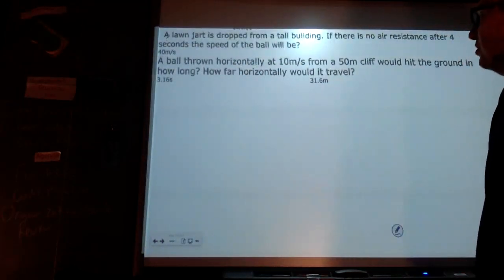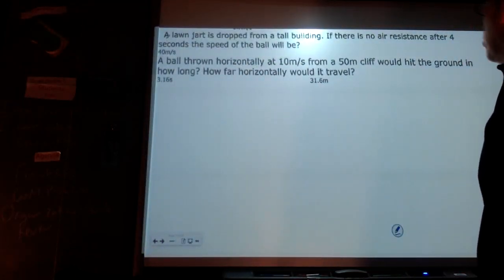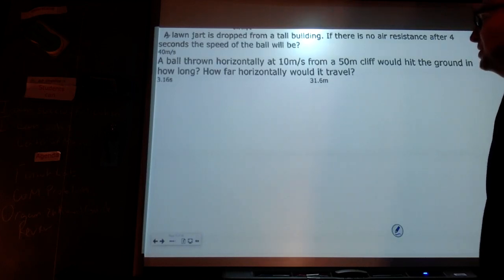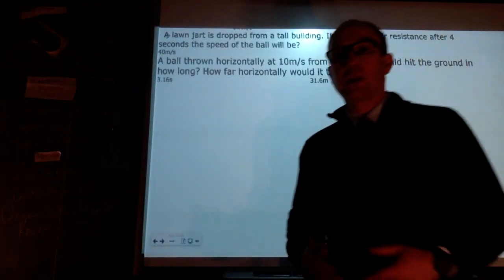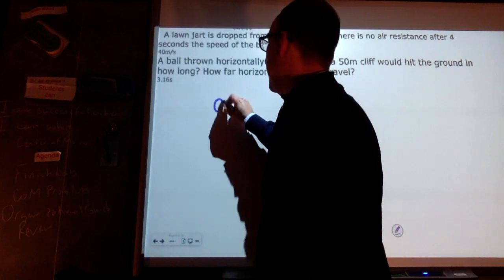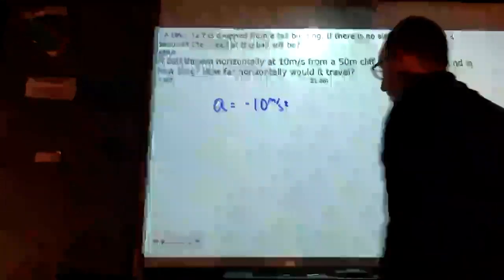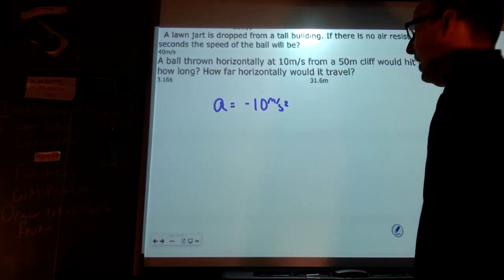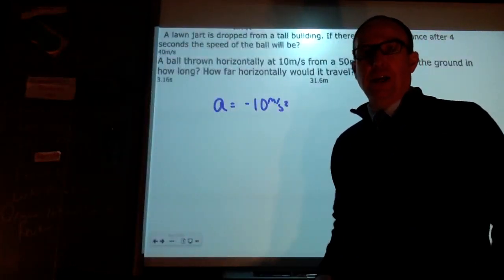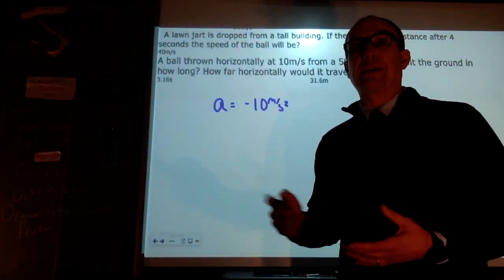All right, so a ball is dropped from a tall building. If there is no air resistance, after 4 seconds, the speed of the ball would be? Our acceleration is negative 10 meters per second squared. So that tells me that my velocity is going to change by 10 meters per second every second.